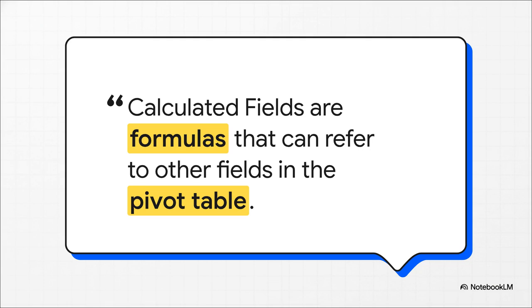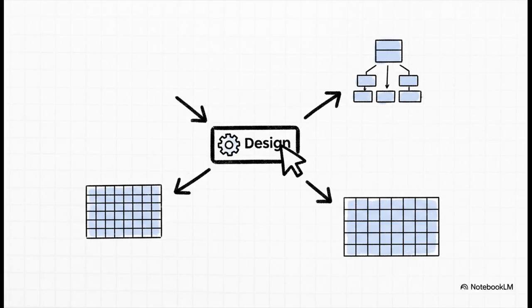So you can use a calculated field to create a formula for something like profit margin, right? You do something like equals sales minus cost divided by sales. The amazing thing here is that you're adding new, custom calculations directly into your report without ever having to go back and add new columns to your raw data. It's incredibly powerful.